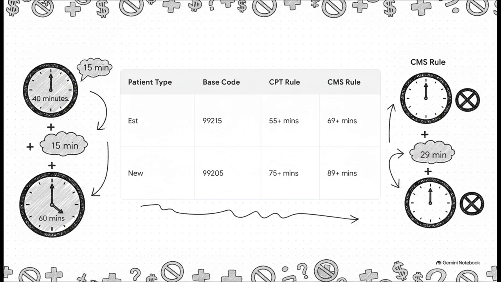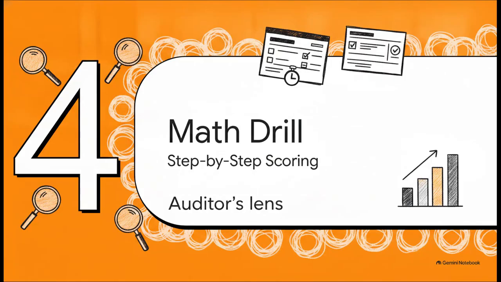CMS says add 29, so you can't bill until 89 minutes. This right here, this is the literal difference between a clean claim and a nasty denial, so definitely keep this logic front and center. Okay, Section 4, Step-by-Step Math Drill. It's time to put on our auditor's lens and actually test these thresholds in the real world.